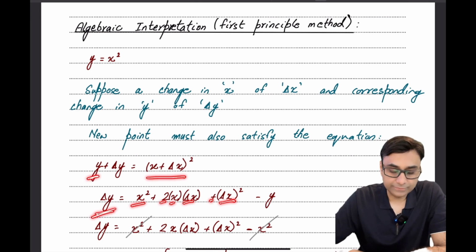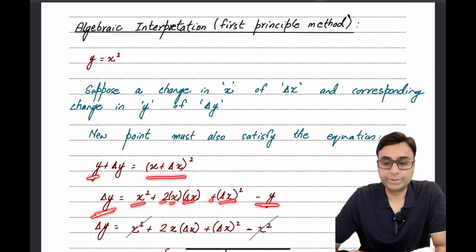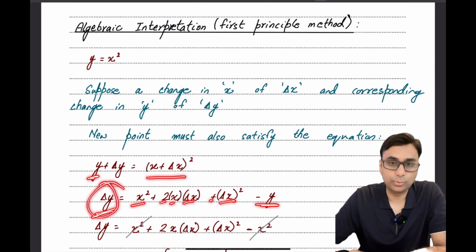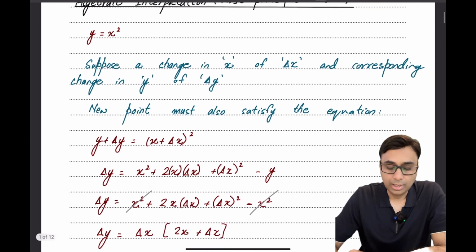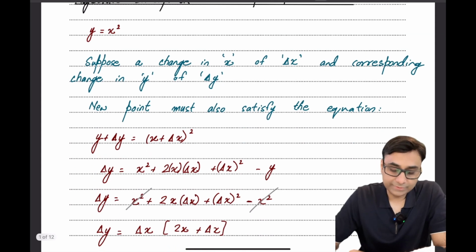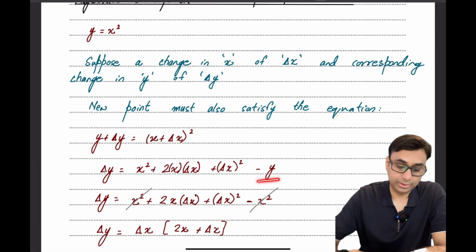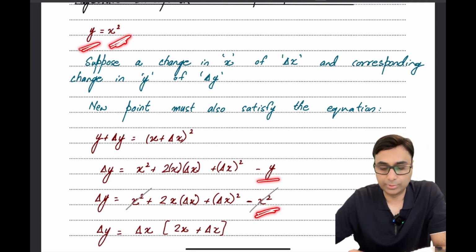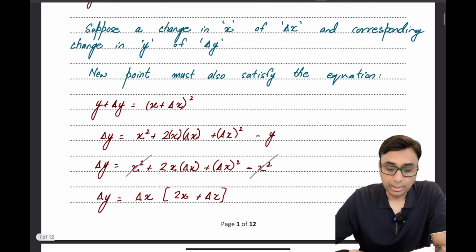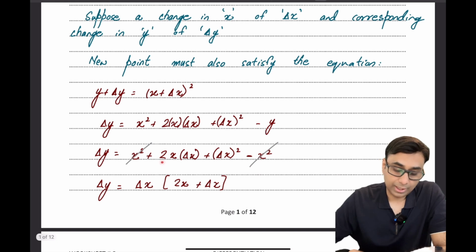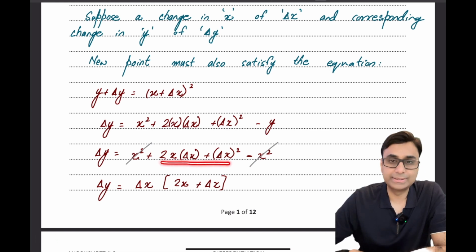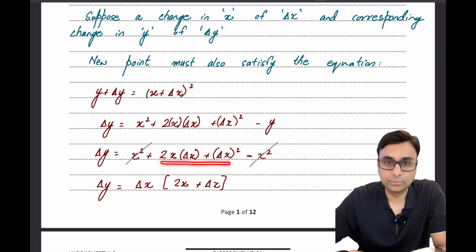And I will move this y from the left hand side to the right hand side of the equation. The reason being, I'm trying to find delta y over delta x, so I will make delta y the subject of the equation. Now, when I move this y over here, I recall that this y was originally x square, so in place of y, I can replace x square. And x square would cancel out. After that, I will be left with two terms, 2x delta x plus delta x whole square.